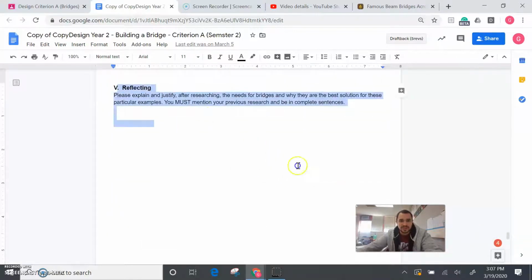Reflecting. This is the last thing you need to do. You're reflecting on all the information that you learned. So, oh, I realized that bridges did this. Why do they do that? How do we do that? All those things come into play. So that is pretty much what you need to do.